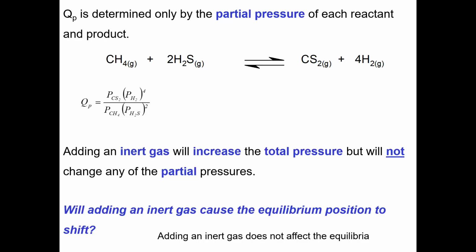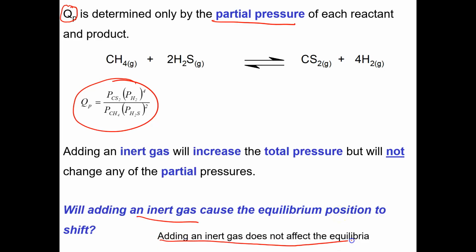Now, the final way that we can vary the pressure of our system is by adding an inert gas. Now, it's important to recognize that the reaction quotient for a gaseous system is determined only by the partial pressure of each reactant and product. So, if I add an unreactive gas, while it will increase the total pressure, it won't change any of the numbers that are entered into our expression for Q. As a result, adding an inert gas will not cause the equilibrium position to shift.